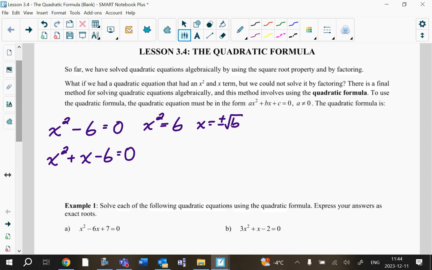If it has an x term, like the second example, this is where we factor.